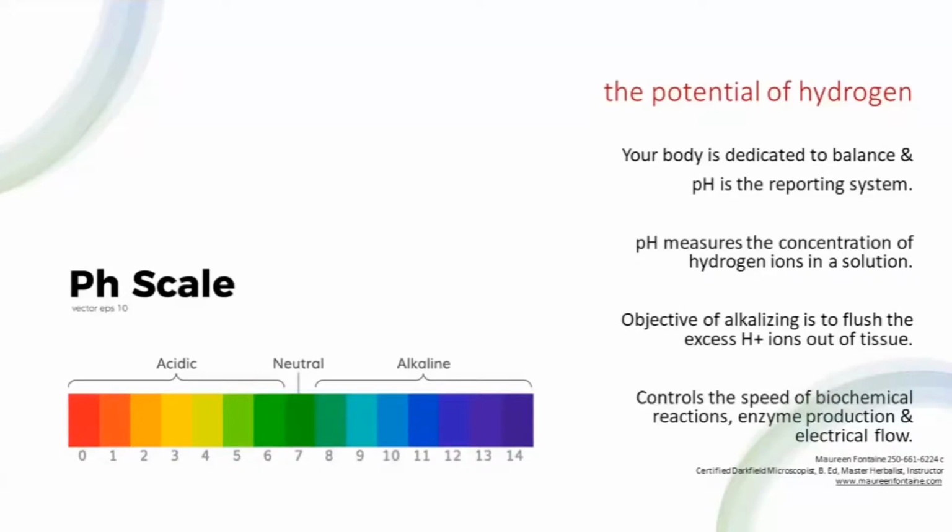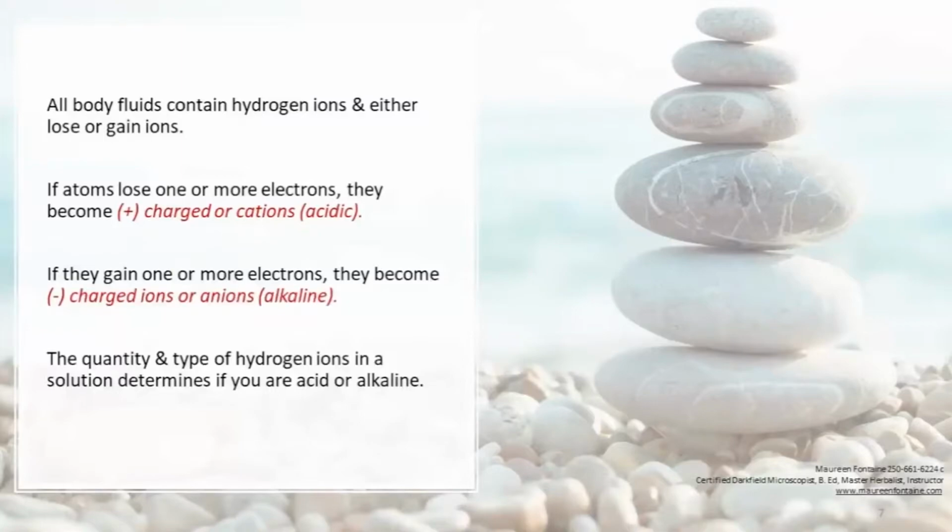It's so powerful that it controls the speed of biochemical reactions, enzyme production, and electrical flow. All body fluids contain hydrogen ions, and they either lose or gain ions. If atoms lose one or more electrons, they become positively charged, or cations, which means they're acidic. If they gain one or more electrons, now they're negatively charged ions, or anions, which means you're alkaline. So the quality and type of hydrogen ions in a solution determines if you're acid or alkaline.